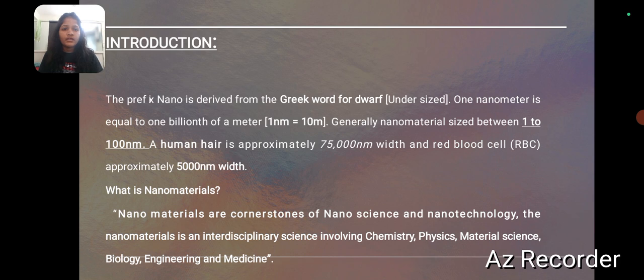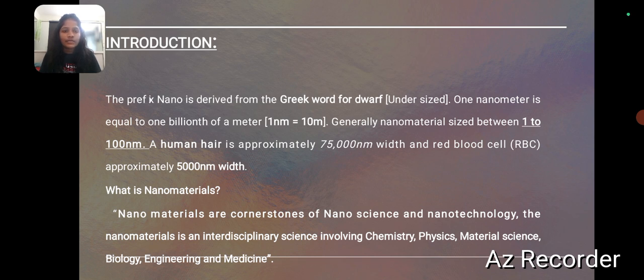Introduction. The prefix nano is derived from the Greek word "nanos". 1 nanometer is equal to 1 billionth of a meter. Generally, nanomaterial size is between 1 to 100 nanometers. A human hair is approximately 75,000 nanometers in width and a red blood cell approximately 5,000 nanometers in width.